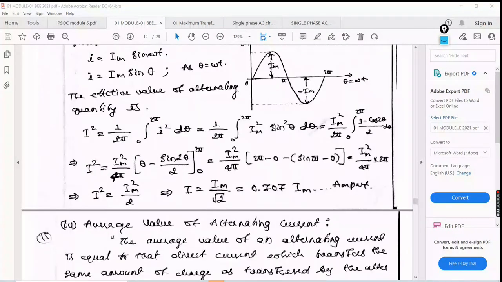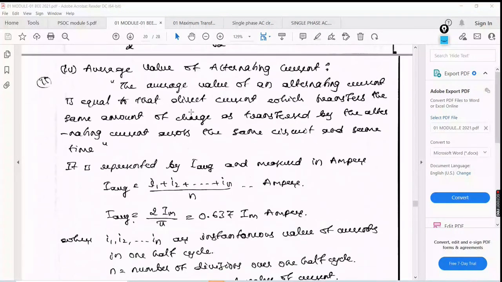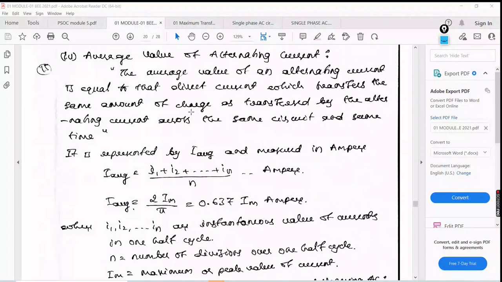Then the average value of the alternating quantity. Here also, what will I consider? I will consider a circuit having a resistance R. First, I am providing a DC source, which is connected to this resistance R, which will cause a current I to flow.